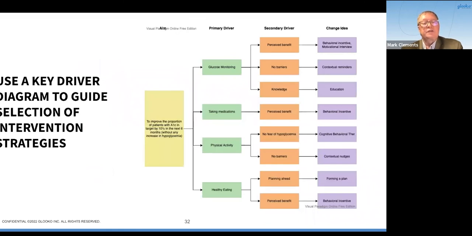One also uses all of the other tools of the trade in quality improvement, including a key driver diagram to guide the selection of intervention strategies. So the change ideas that I just mentioned should come from some knowledge of the primary and secondary drivers of the outcome you're trying to move the needle on.